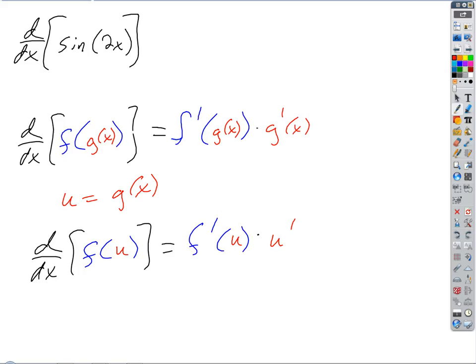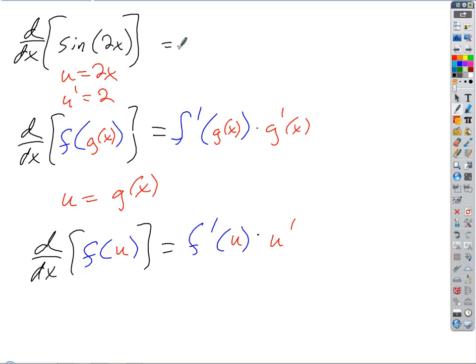So in this first situation, what's u? Sounds like I have bad grammar. What's u? It's 2x, isn't it? Right? So if u equals 2x, then what's u prime? 2, right?